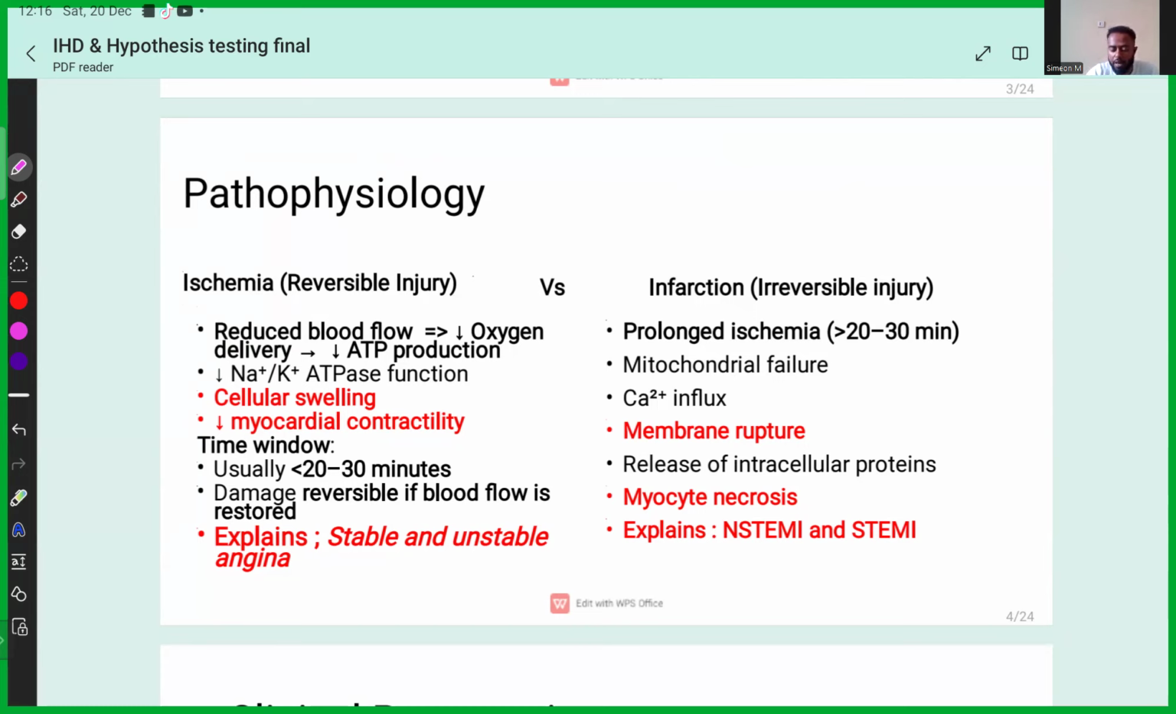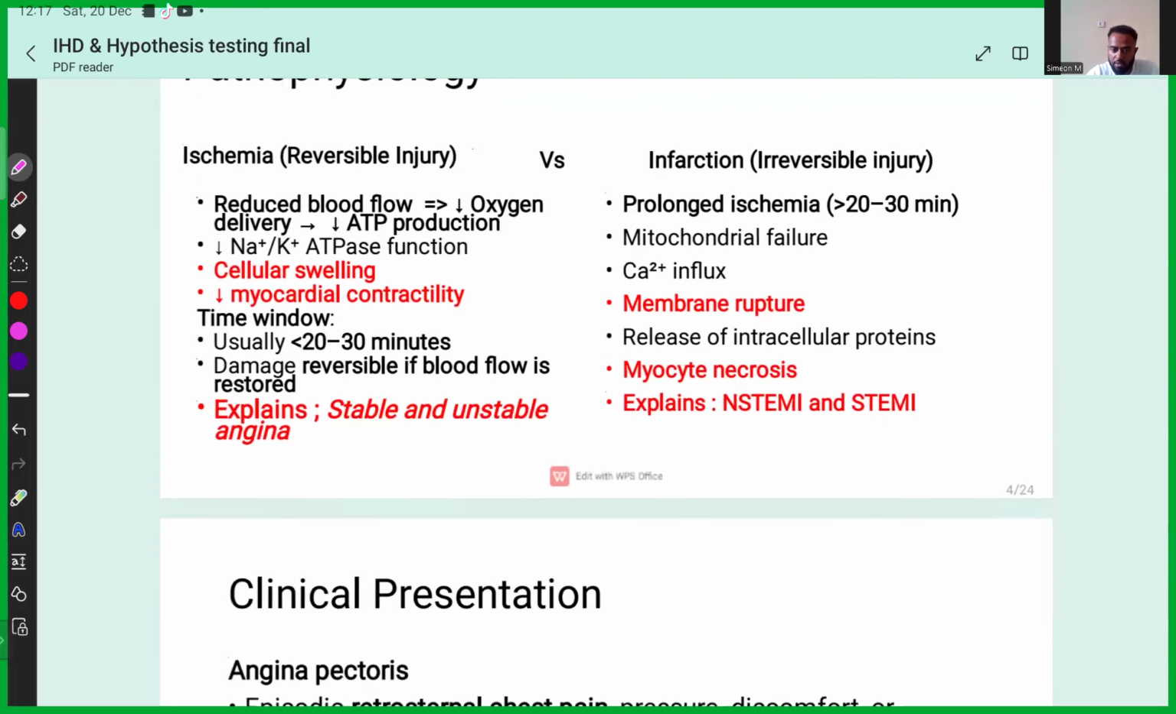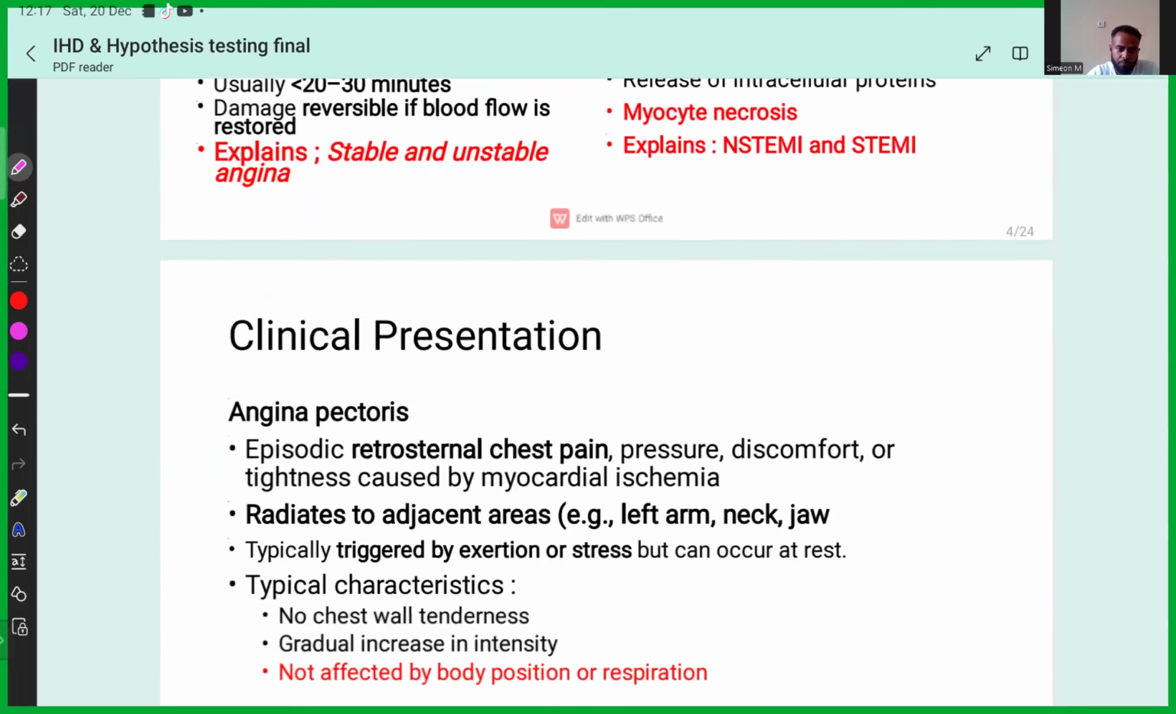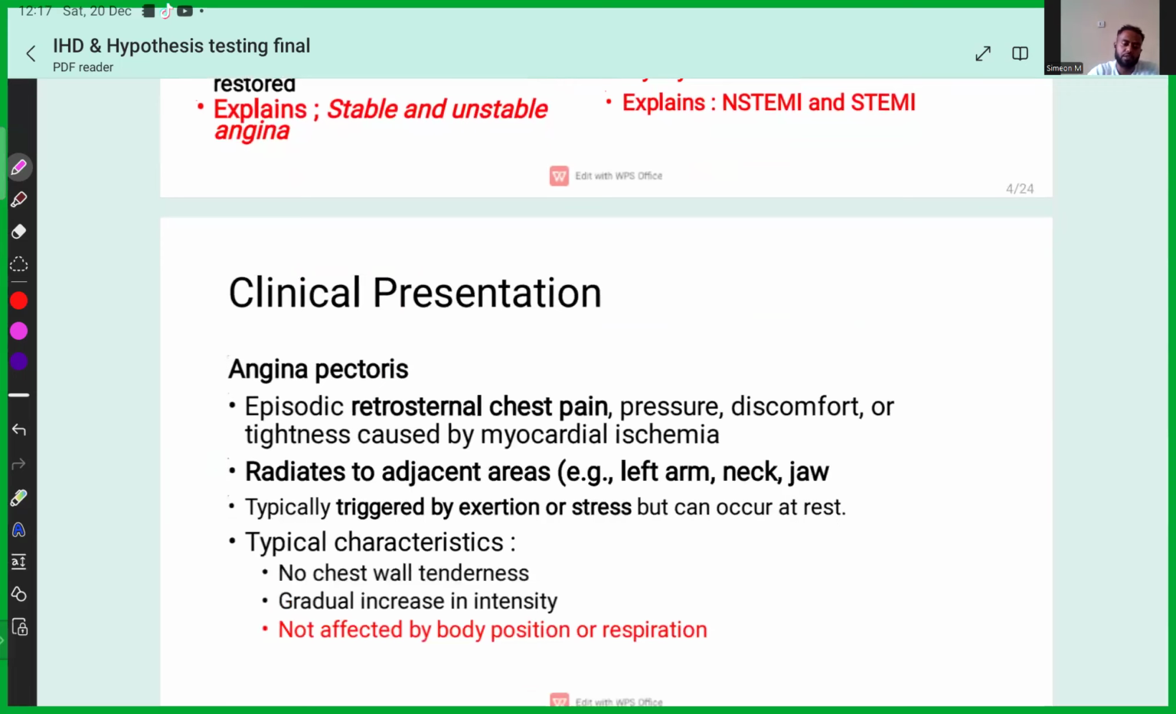So ischemia explains the patterns we see in stable and unstable angina, in which there will be no rise in troponins. However, in infarction, due to myocardial cell membrane damage, there will be release of troponins, and this explains NSTEMI and STEMI. So how do patients present clinically?